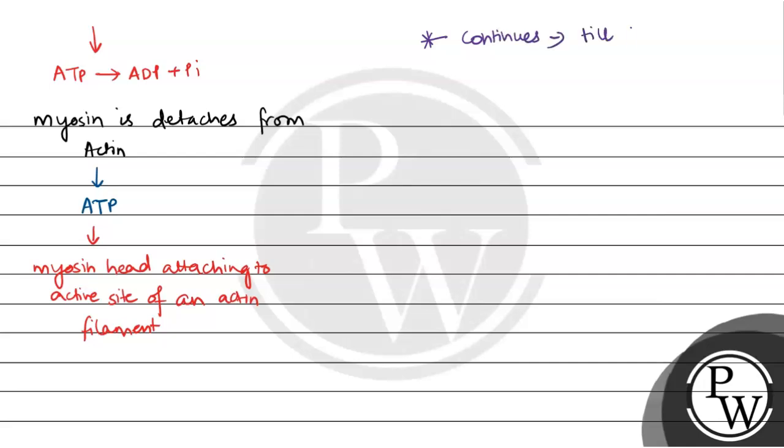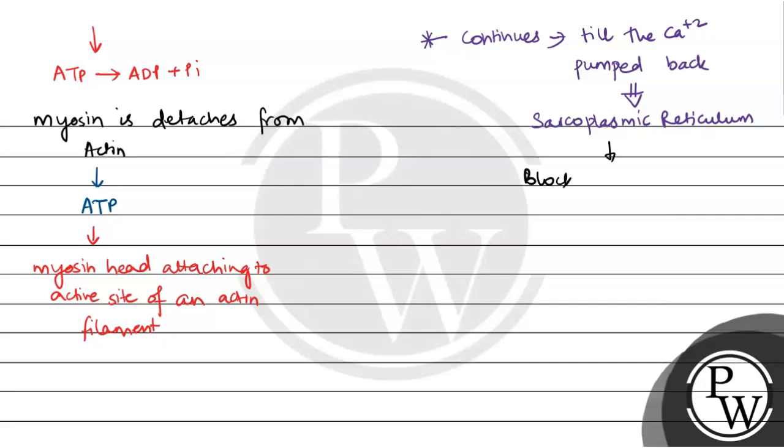till the calcium ions are pumped back into the sarcoplasmic reticulum, which will again result in the blocking of the active sites of the actin filament.